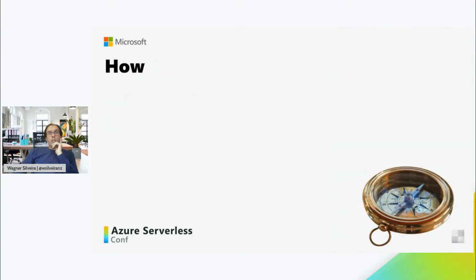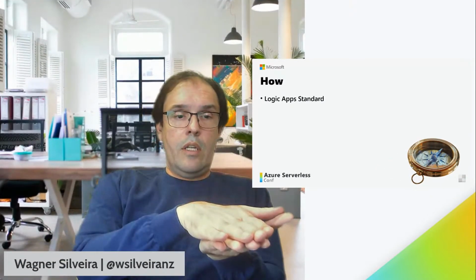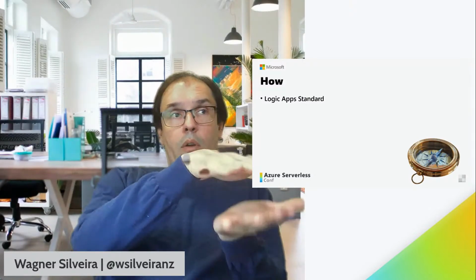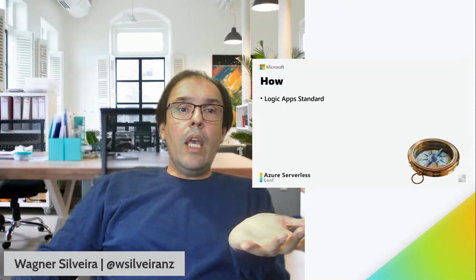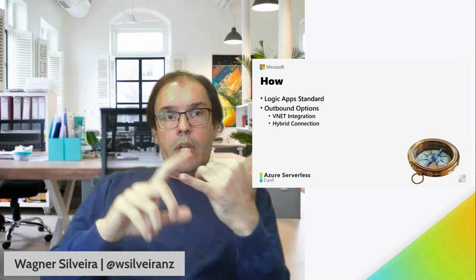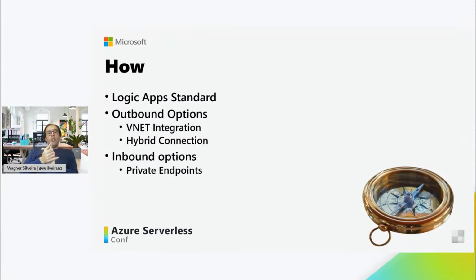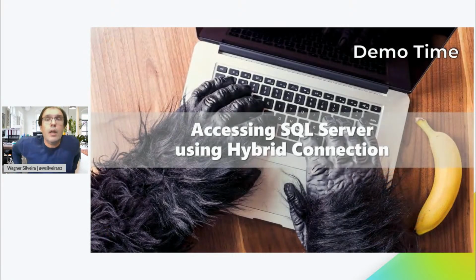And how is that working? Again, using Logic Apps Standard, because Logic Apps Standard is based on the functions engine, which is based on the web app framework or the web app engine, you're able to leverage outbound options like VNet integration and hybrid connections. You also have the ability to have inbound options with private endpoints, right? But let's actually take a look at that instead of just talking about it, through a little demo.